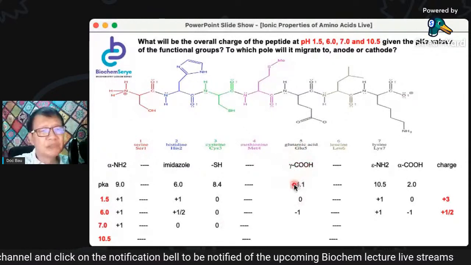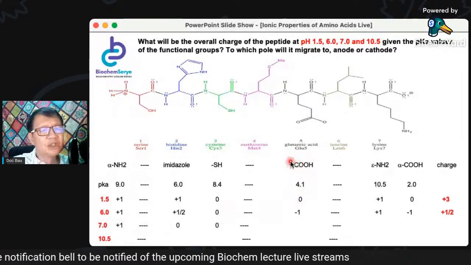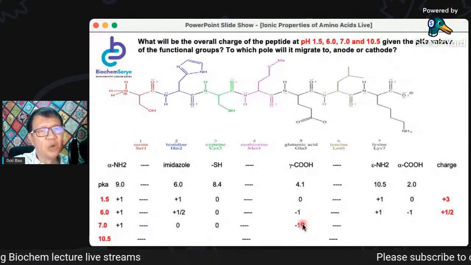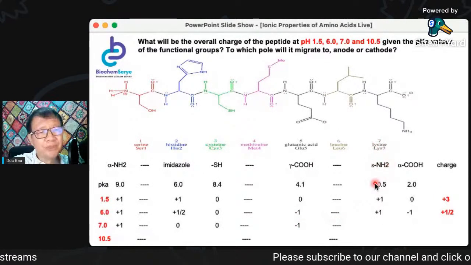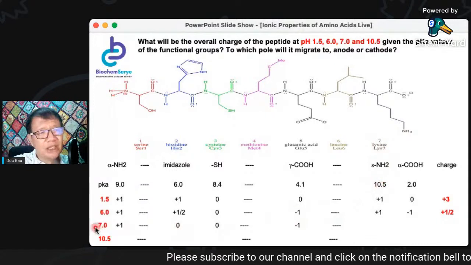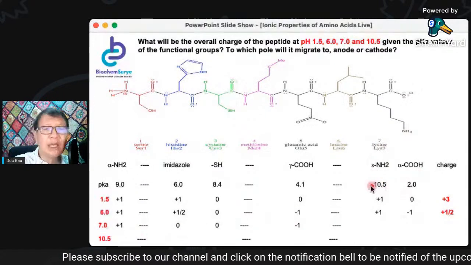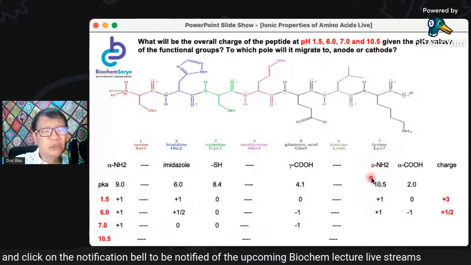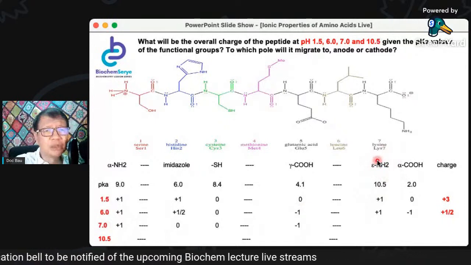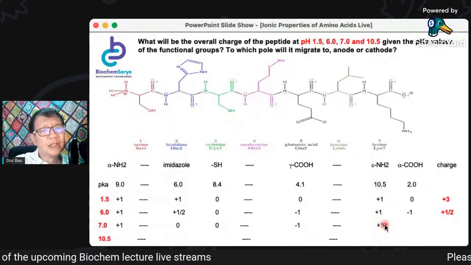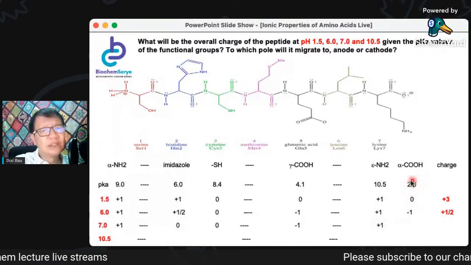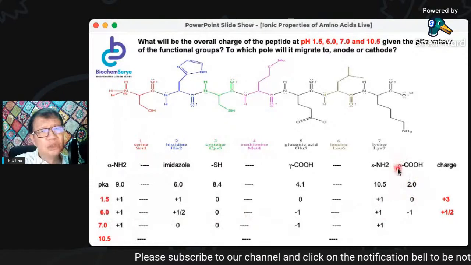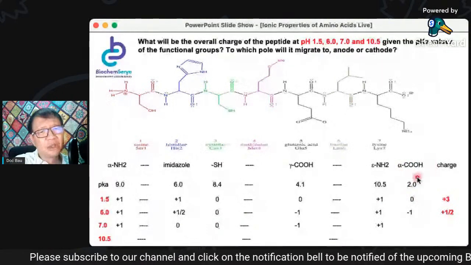Your gamma carboxyl is 4.1. This is way, way above, so this will be deprotonated, ionized, or dissociated. So this will be -1. Your epsilon amino, 10.5, very high, very basic. The pH is still below your pKa. So in other words, you still have an abundance of your hydrogen ion. This will still be protonated, so it's +1, right? Then it follows: the pH is already high, your pK is 2, so this will be dissociated or deprotonated, -1.